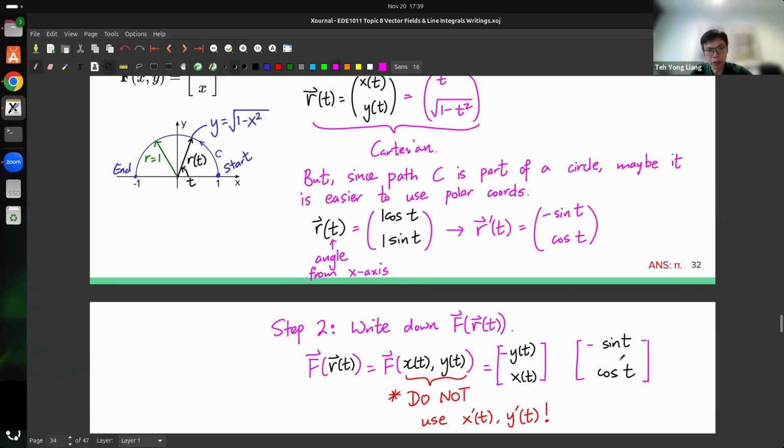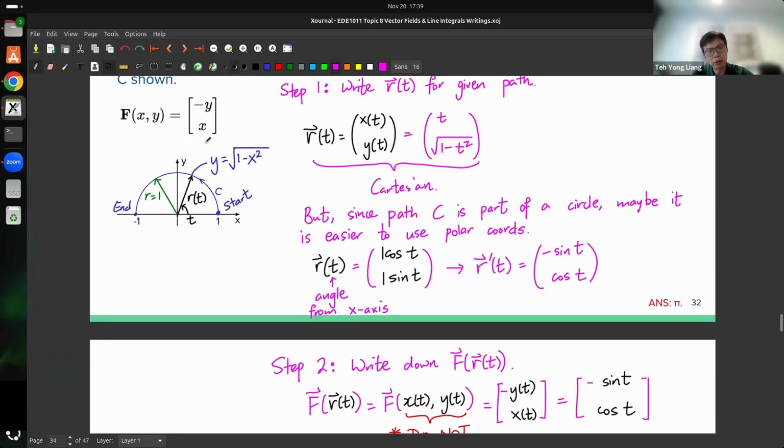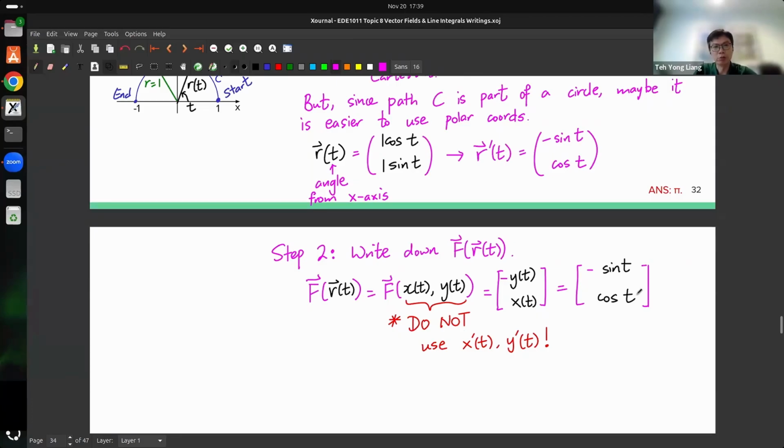I see this mistake many times, because sometimes you are in a rush. Sometimes I also make the same mistake. So do not use x prime t, y prime t, because this is to be parameterized using x of t, y of t. You can see this is not f of x prime, y prime. This is f of x, y, which is at the so-called vector function r of t. So done. Step 2, so easy.